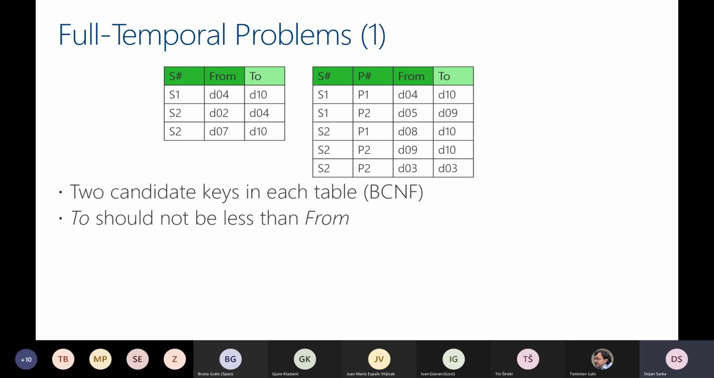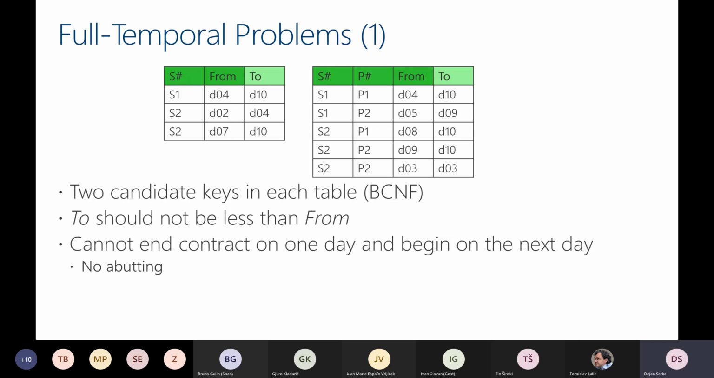How could we solve this problem? Well, we should simply join from and to into a single column interval. So we should support an interval data type in our database. The next problem: to should not be less than from. Okay, this is simple, a simple check constraint. Or if we implement an interval data type, this data type should also implement this constraint.